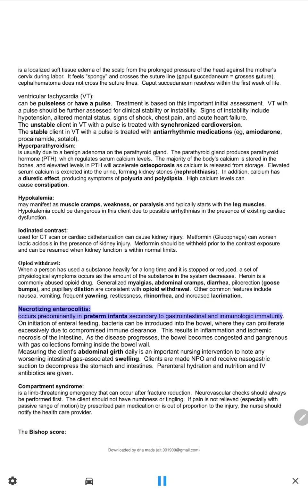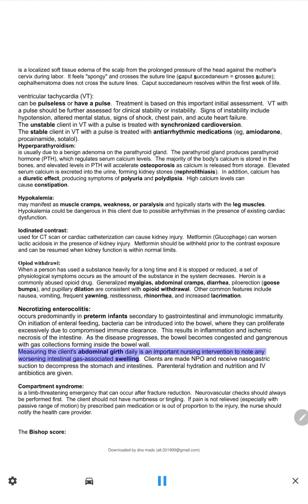Necrotizing enterocolitis occurs predominantly in preterm infants secondary to gastrointestinal and immunologic immaturity. On initiation of enteral feeding, bacteria can be introduced into the bowel, where they can proliferate excessively due to compromised immune clearance. This results in inflammation and ischemic necrosis of the intestine. As the disease progresses, the bowel becomes congested and gangrenous with gas collections forming inside the bowel wall.